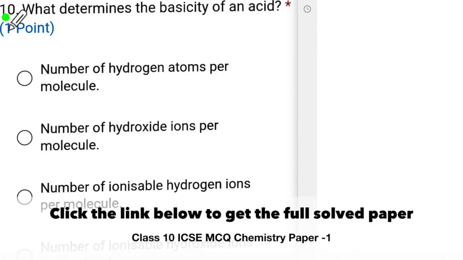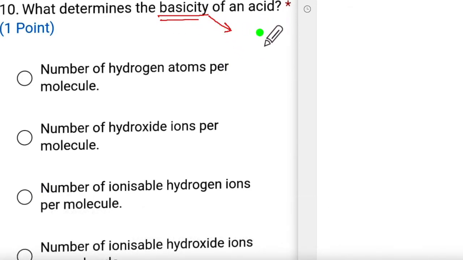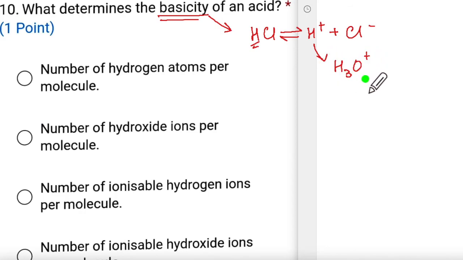Question number 10. What determines the basicity of an acid? Now, what does basicity mean? Isn't it the number of hydrogen ions which are present in the aqueous solution of the acid? So let us take an example. If you find this a little confusing, HCl, if you take, it's an acid, right? So it will dissociate into H+ and Cl-. This will combine with water and it will become H3O+.